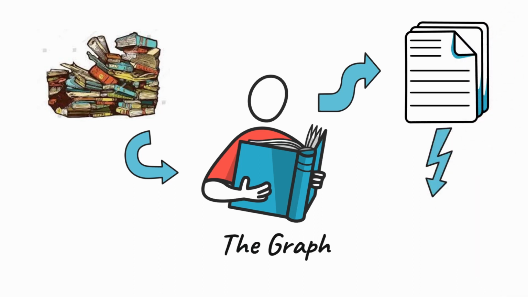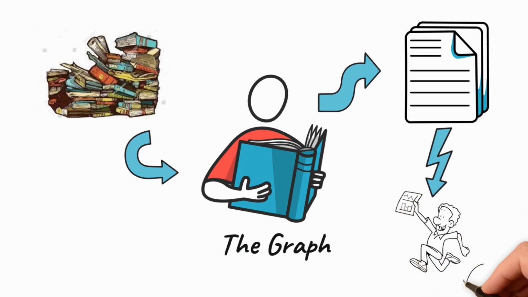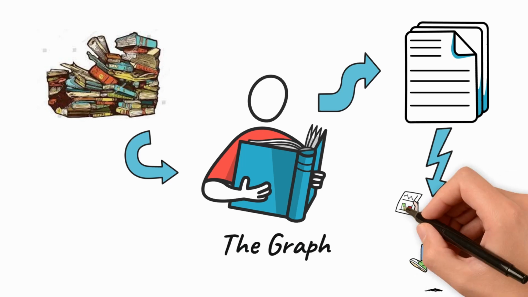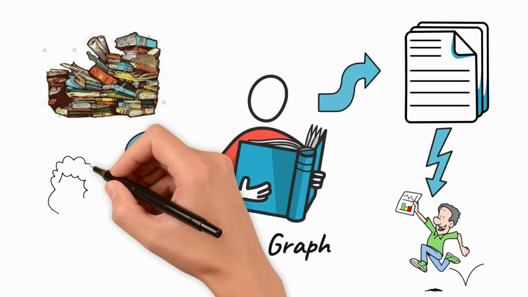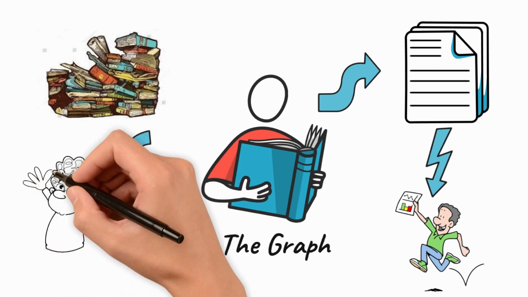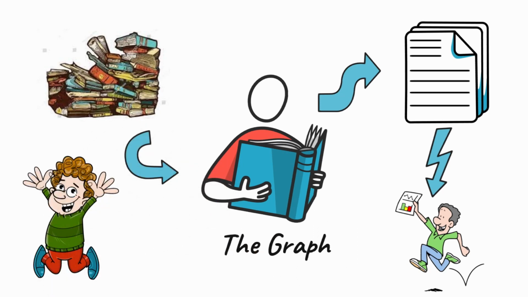The Graph makes it much easier for computer programs like decentralized apps to get the information they need from the blockchain. It's like turning a chaotic library into a well-organized one. So you can find your books, that is data, much faster and more efficiently.